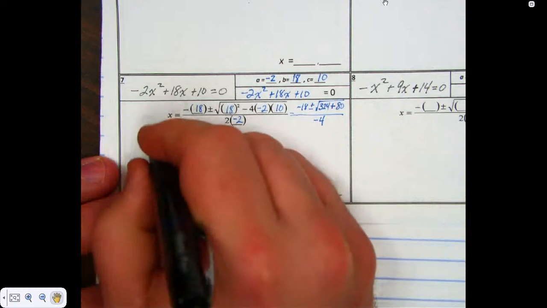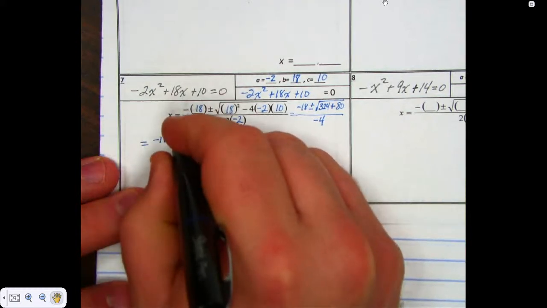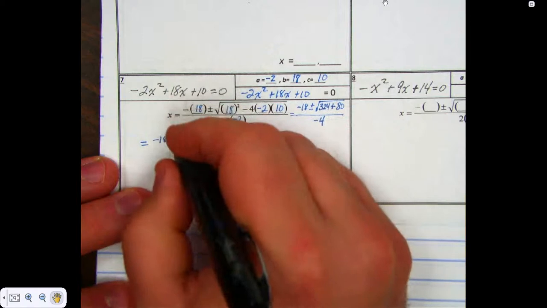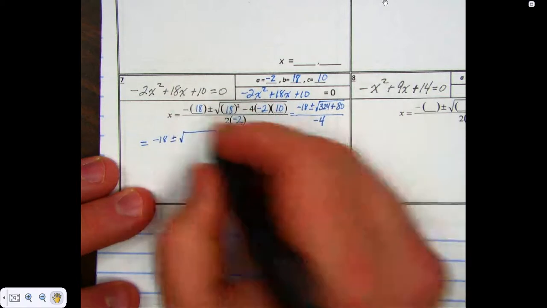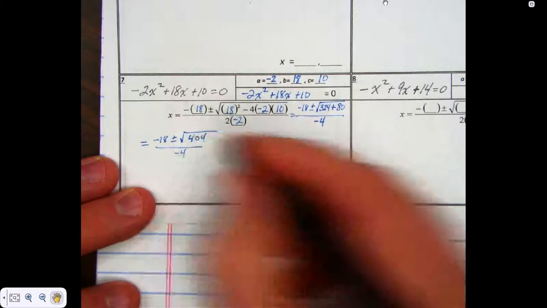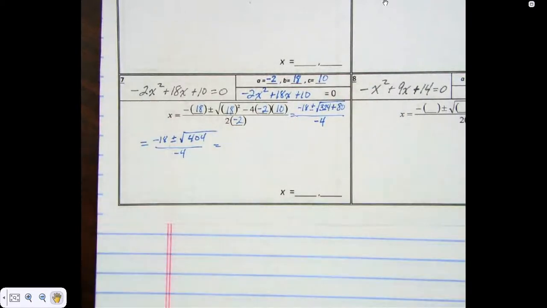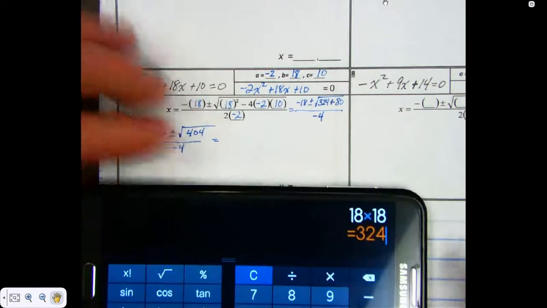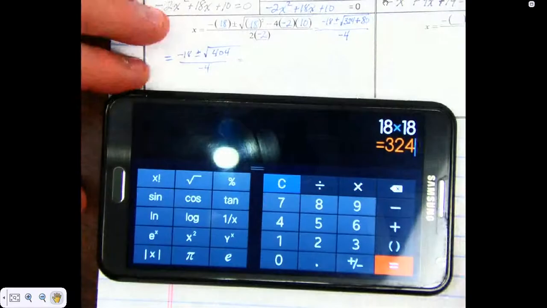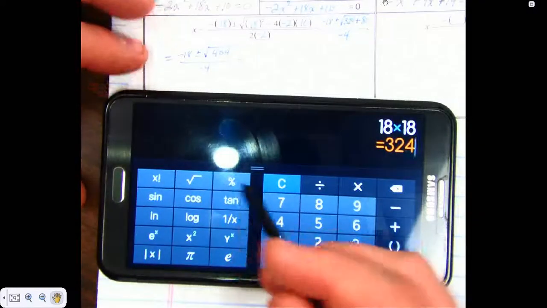Now, this would be -18 plus or minus the square root of, what's 324 plus 80? 404. 404 divided by -4. At this point, what am I going to do? A lot of calculator work left, right? Okay, so at this point, I need to see what the square root of what?